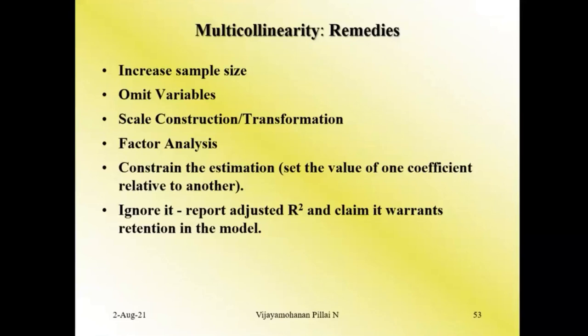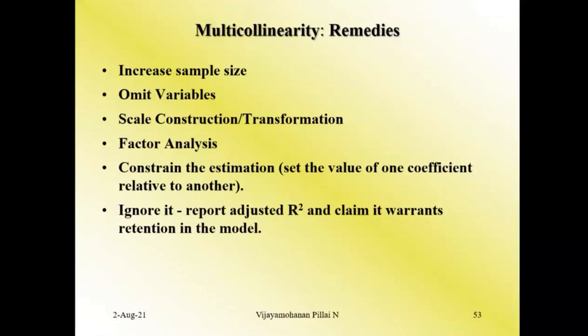Suppose we have the variables income and, say, wealth in a consumption function. Consumption as a function of income and wealth. Of course, there is multicollinearity between the two independent variables, income and wealth. But if we want to find the marginal effect of income and wealth separately, then we should have both the variables in the regression. That is the case. So we cannot go for omitting the variables.